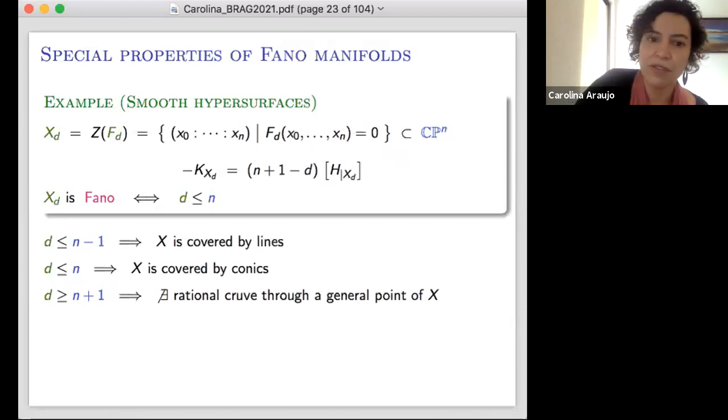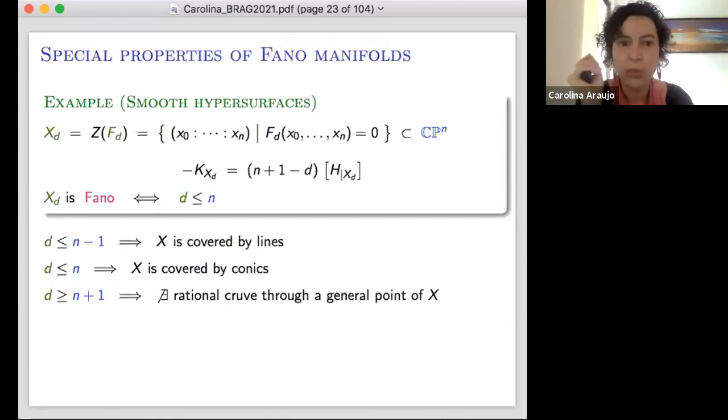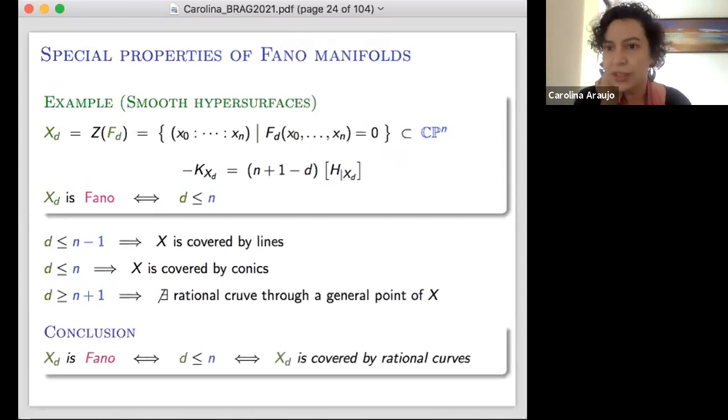a general point of X. And so this is a very different behavior. If you fix a general point, you will not find any rational curve through that point. And so the conclusion is that for smooth hypersurfaces, the Fano condition is equivalent to the condition on the degree being less than or equal to n, which is equivalent to the condition that the hypersurface is covered by rational curves.